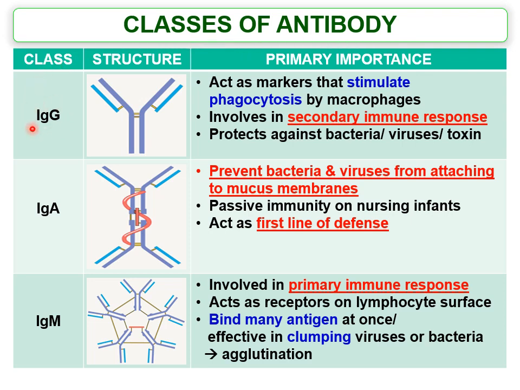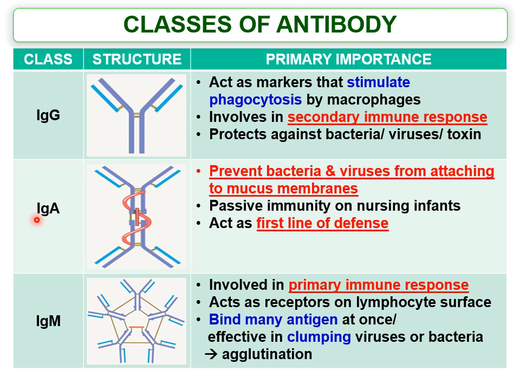We start with IgG. The primary importance for IgG is to act as a marker that stimulates phagocytosis by macrophage, it is involved in secondary immune response, and protects against bacteria, viruses, and toxin.